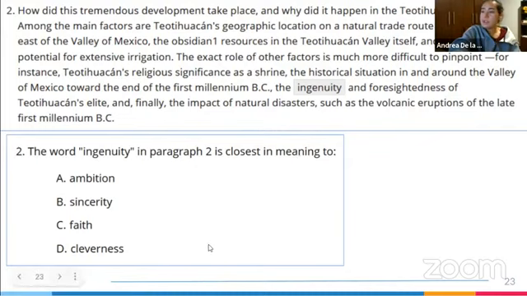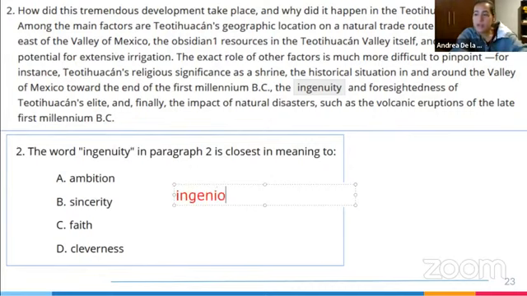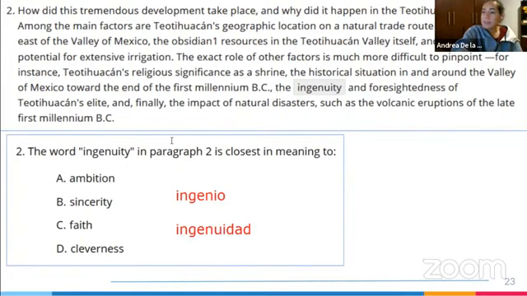So ingenuity actually means ingenio in español, okay? Ingenio. I know what you guys were thinking. I know that you guys were thinking of the word ingenuidad, right? But it's not ingenuidad. Ingenuity actually means ingenio. So look at how confusing it can be to try to translate or try to guess based on what you know from Spanish.